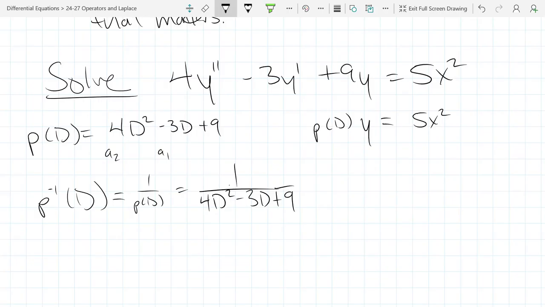I don't think we necessarily need to do that, but we'll just follow along with the book. Even though it's going to give us fractions right away, we're going to get fractions no matter what.